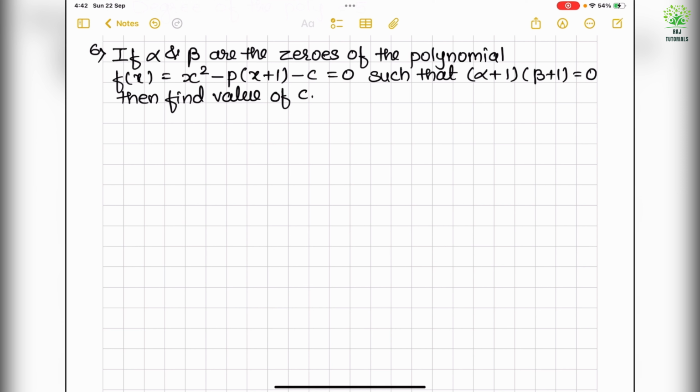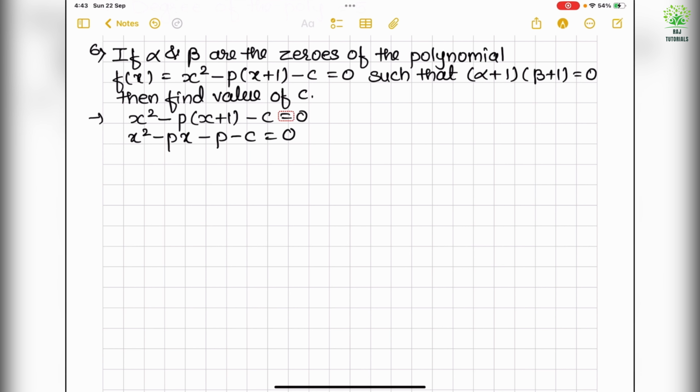Now, the next question says, if alpha and beta are the zeros of the polynomial f of x equal to x square minus p into x plus 1 minus c equal to 0, such that (alpha plus 1) into (beta plus 1) equal to 0, then find the value of c. So here I am given x square minus p into x plus 1 minus c equal to 0.